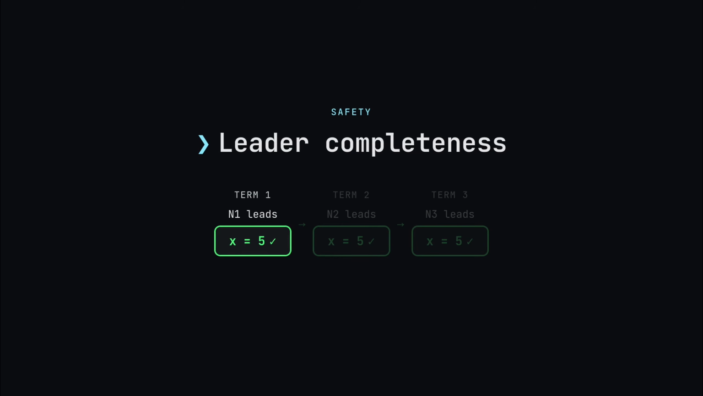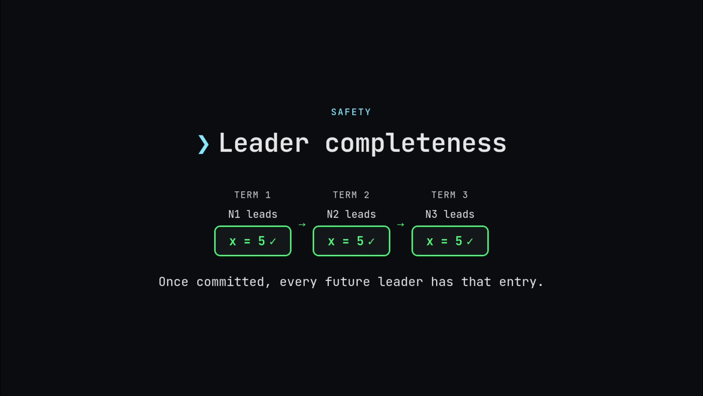So let's put those two ideas together and you get leader completeness. In term 1, N1 commits x equals 5. Later, N2 is leader in term 2, and the same committed entry is already in its log. And then N3 leads in term 3, and it still has it. Once an entry is committed, every future leader has that entry.